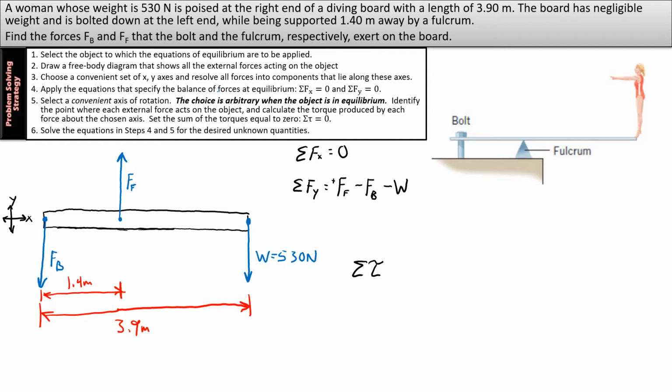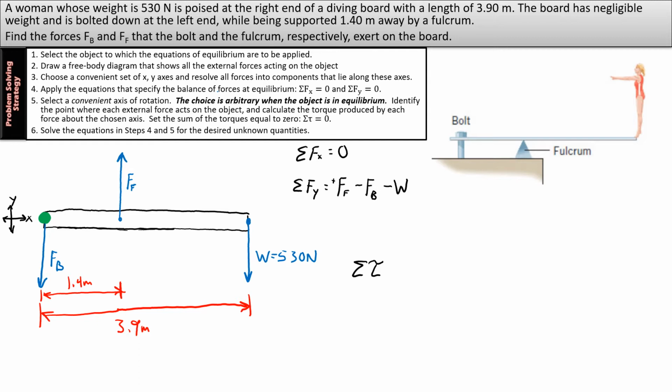But before you can do that, you have to do step 5. It says select a convenient axis of rotation, and it could be anywhere along the board. Now you might say to yourself, well, it's rotating around this fulcrum, right? That's the point of the fulcrum. Yeah, you could definitely do that. That's fine, especially because that's one of your unknowns, and it would eliminate that unknown because the lever arm is 0. But just to illustrate a point here, let's make the axis over here, because the point is it doesn't matter where we put the axis.